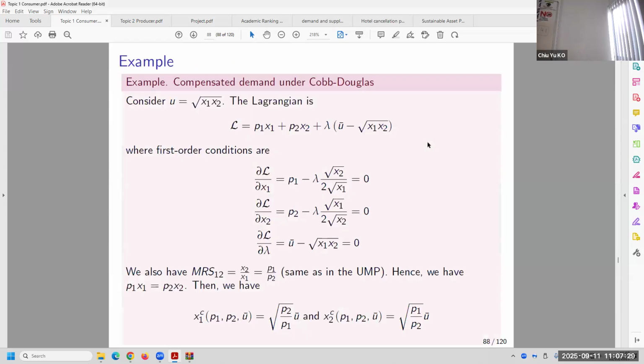Let me jump to here. You can actually solve this model in this way, and then you figure out what the function is. Once you solve this problem, you get how much you consume. This function, depending on prices and utility level, is called Hicksian demand. The one we learned from maximizing utility is called Marshallian demand. This is called Hicksian demand. Of course, this is hypothetical because you can't really observe it, but Hicksian demand does have some nice properties.